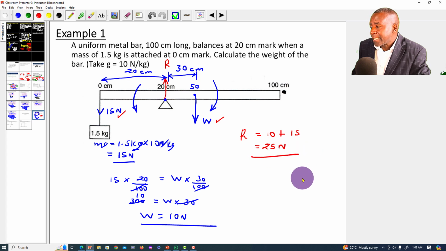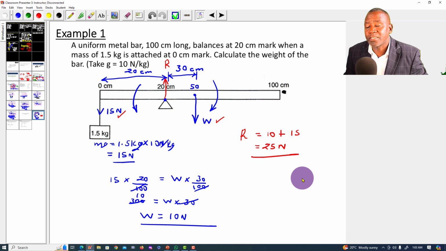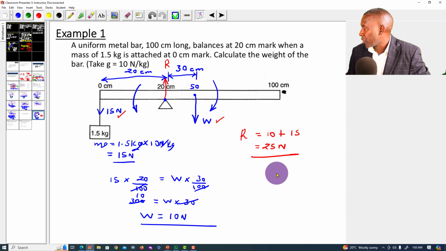So there are 3 forces acting on that metal bar. The force exerted by the pivot vertically upwards, which is 25 newtons. The weight of the bar, which is 10 newtons. And the weight of the other mass at the 0 centimeter mark, which is 15 newtons. However, that one is not asked, but you can be asked to calculate it all the same.